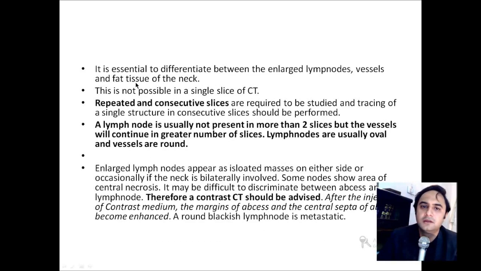It is essential to differentiate between large lymph nodes, vessels, and the fat tissue of the neck. It is not possible on a single slice of a CT. The simple rule is that a vessel will be visible on 3 or 4 slices, whereas a node will be present on no more than 2 consecutive slices of the CT. It won't be visible beyond that.